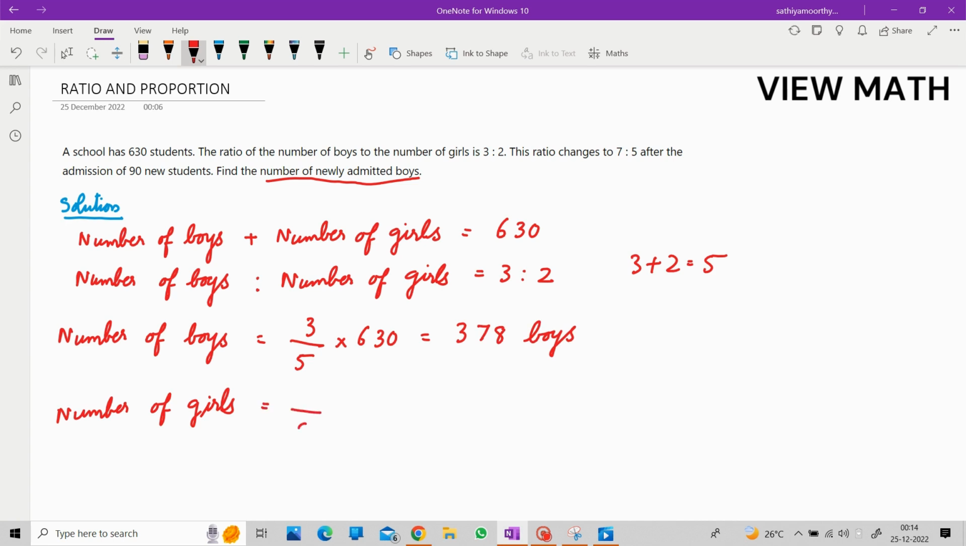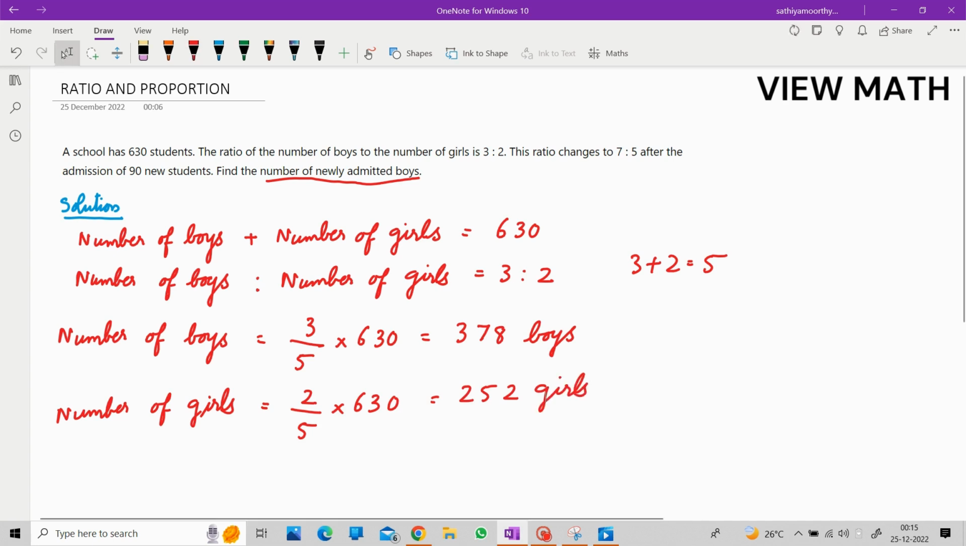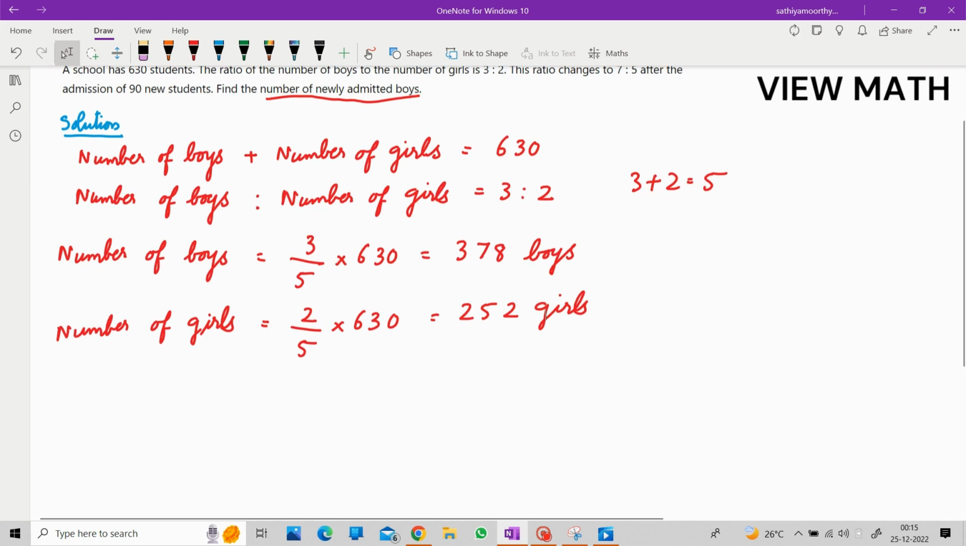Again, the total is 5, and 2 parts are girls. So 2 by 5 of 630 is equal to 252 girls. So we have found out the number of boys and the number of girls in the school when the total is 630.